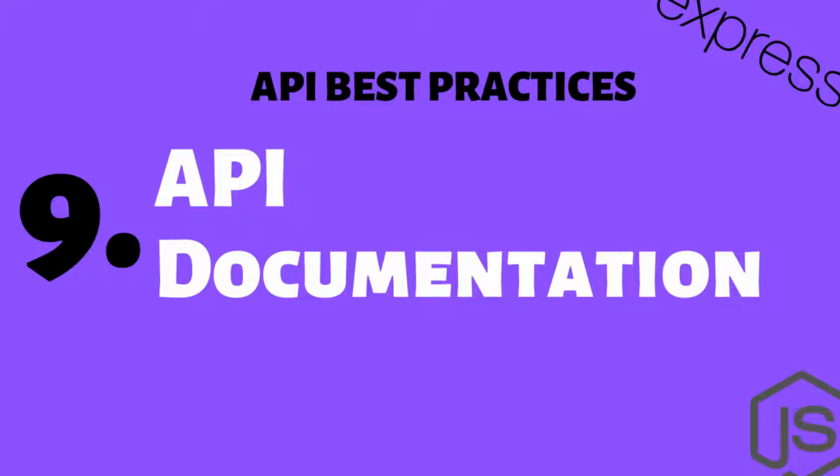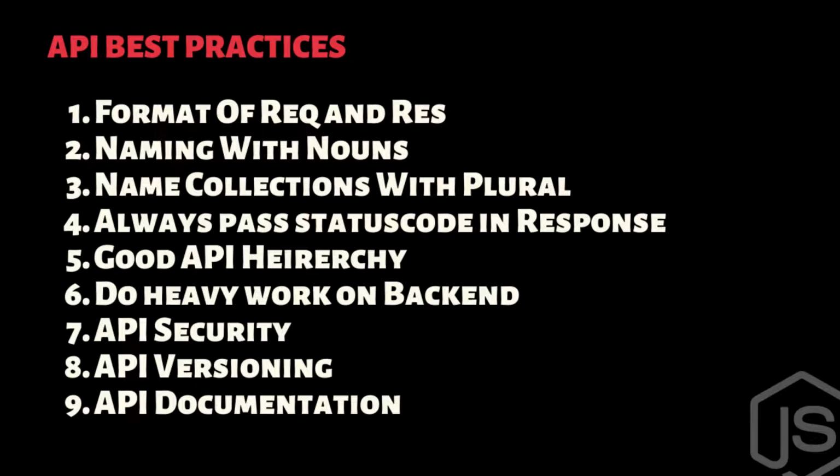API documentation is also very important because when you share your APIs with someone, you can simply pass on that documentation. That will help them understand what APIs you have created in your project and how to use them, what security levels you have added, and how you are handling errors and everything. So if you are planning to create any new project, you have to follow these nine points of best practices while creating an API.